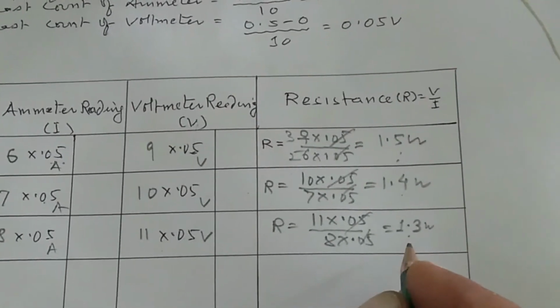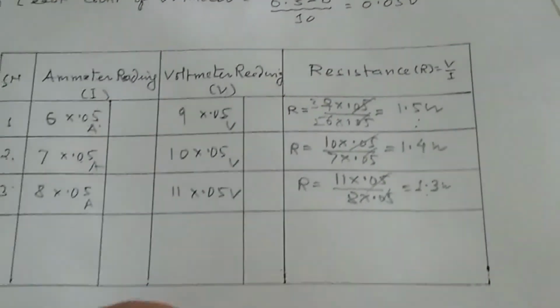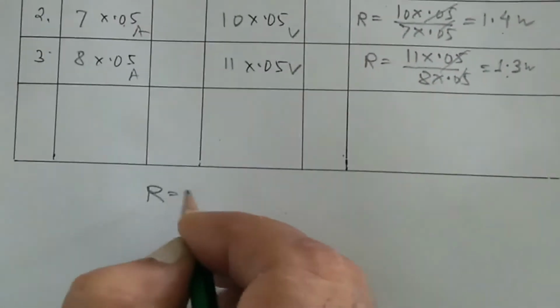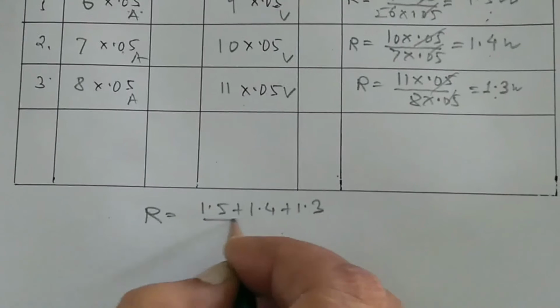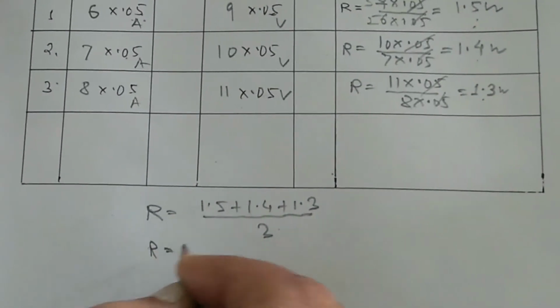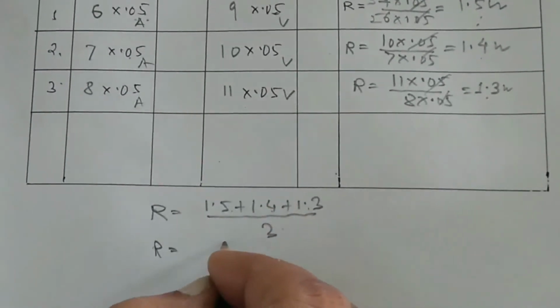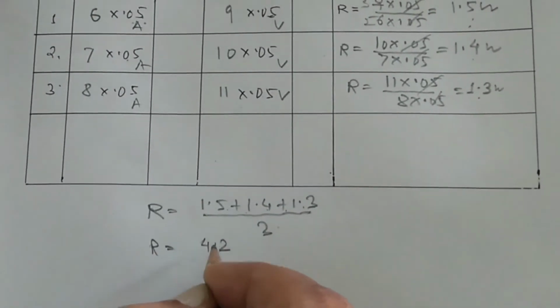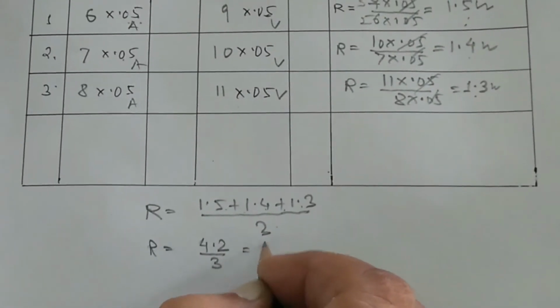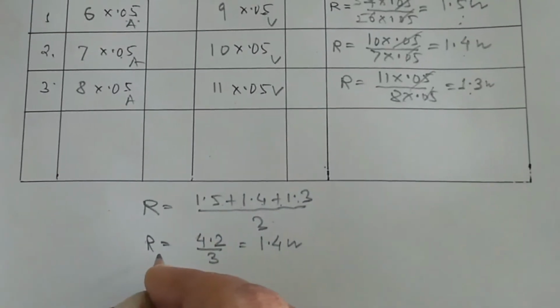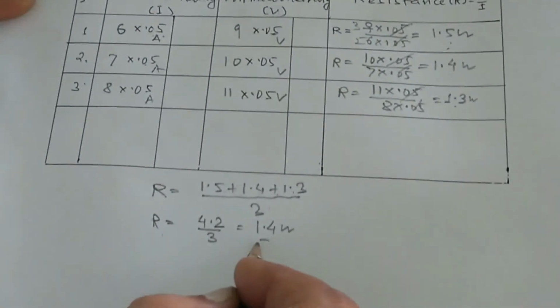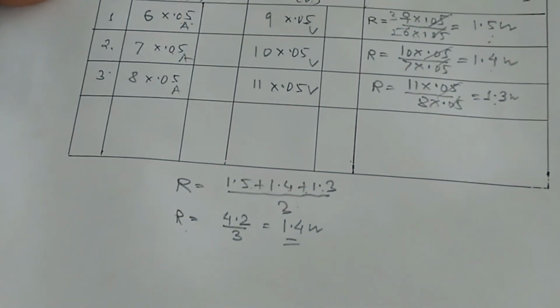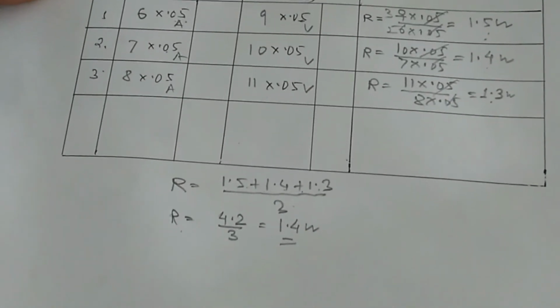Now we have to get the mean resistance. How to find the mean resistance? R is equal to 1.5 plus 1.4 plus 1.3 divided by 3. So R comes out to be 5 plus 4 is 9, plus 3 is 12, divided by 3, and it is 1.4 ohm. So here is the equivalent resistance of the two resistors connected in parallel. The two resistors are 2 ohm and 5 ohm. Their equivalent resistance comes out to be 1.4, which is less than the smallest resistor, which here is 2 ohm. So this way this experiment is proved.